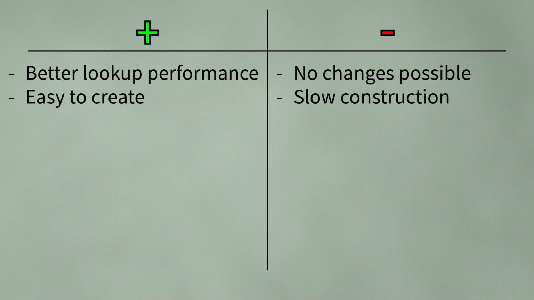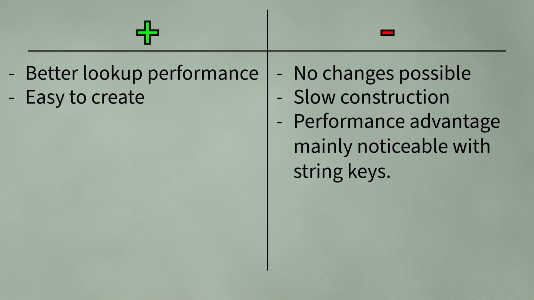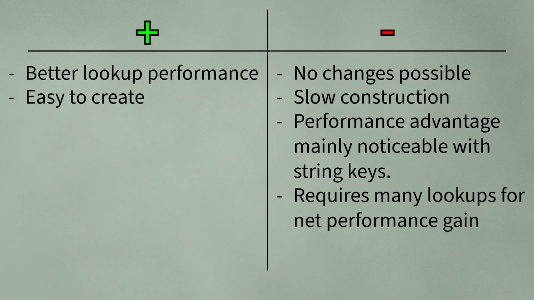normal dictionary. Also, the performance improvement is most noticeable when using string keys. For other types of keys, the performance gain might not be as significant. Also, you need to do a lot of lookups to get a net performance gain considering the time it takes to build a frozen dictionary.